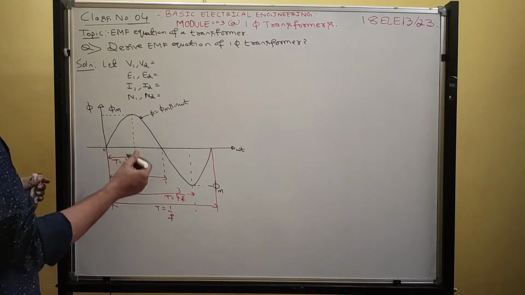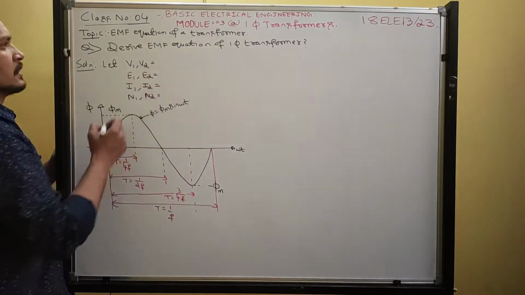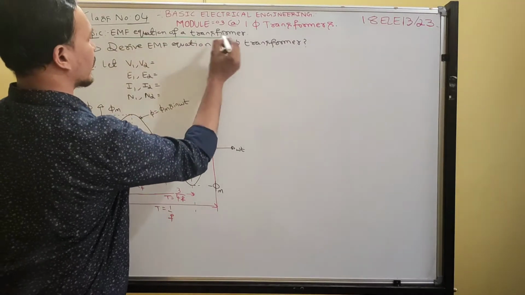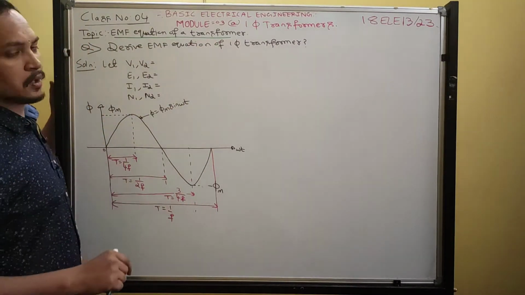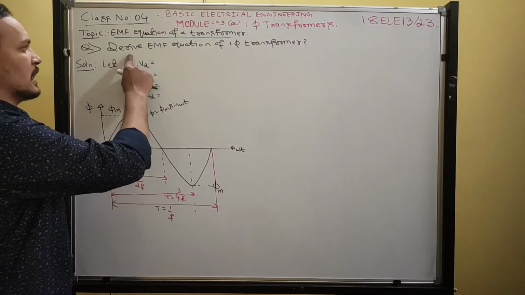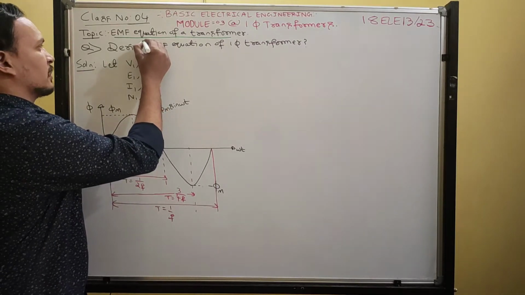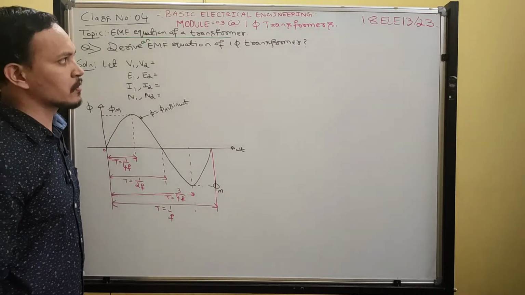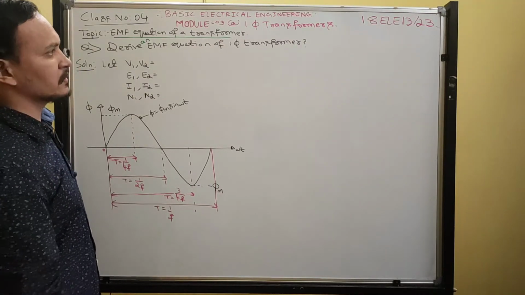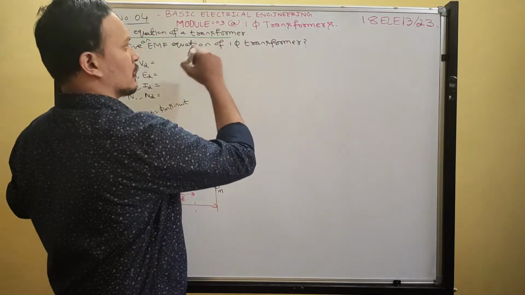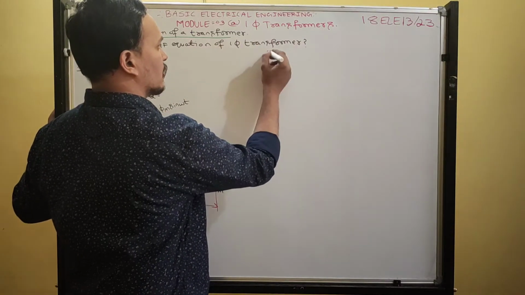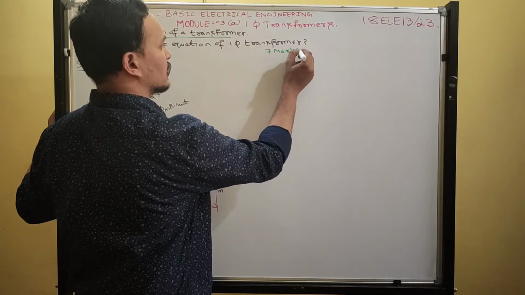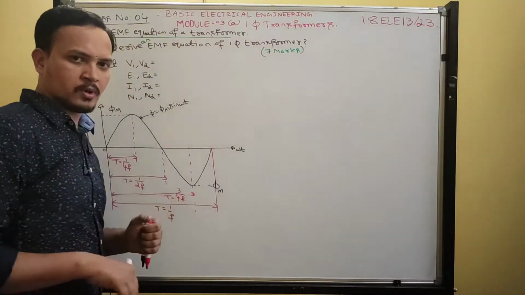So in this lecture we are going to discuss the EMF equation of a transformer. This is the syllabus topic. On that topic the question may come like this: Derive an EMF equation of a single phase transformer. Very important derivation in this single phase transformer model. They can ask a maximum of 7 marks, minimum 4 marks.